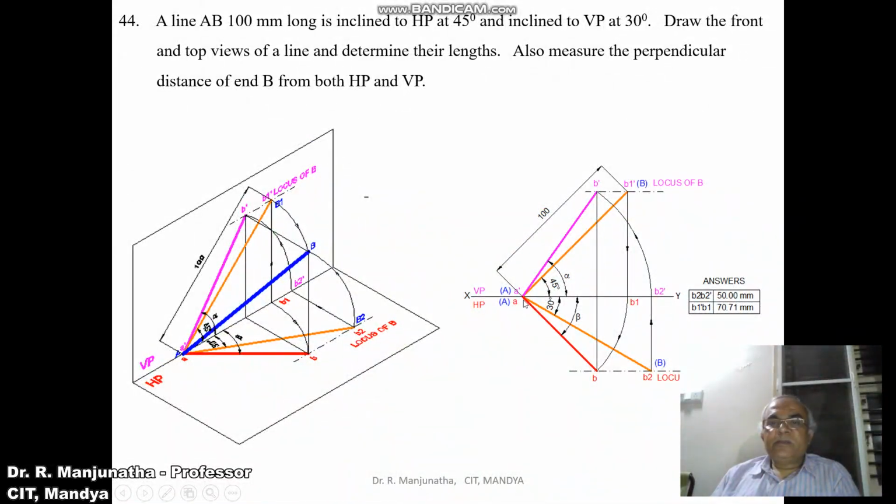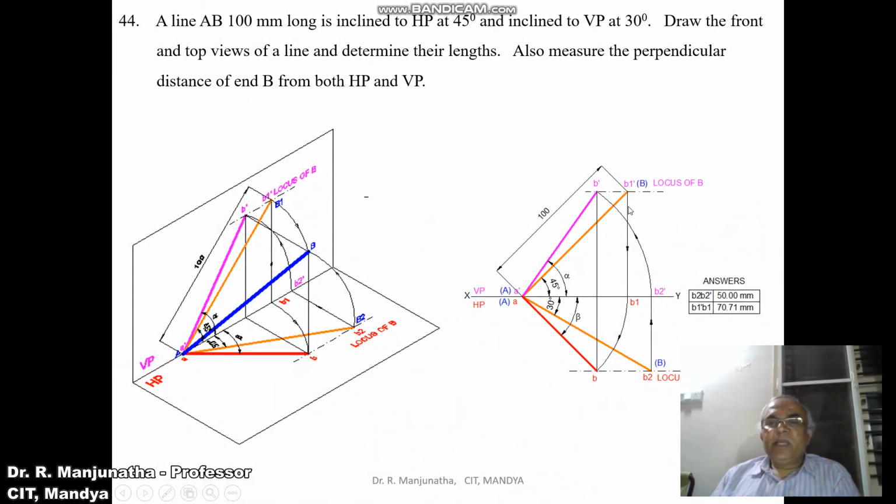But actually, due to the presence of the true length in the front view, which is 100 mm inclined at an angle of 45 degrees, we are going to have the locus of B here with A dash as center. By taking the radius A dash B2 dash, using the compass, draw an arc such that it cuts the locus of B in the front view, and mark this point as B dash. Join A dash B dash with a dark line and mark the apparent inclination as alpha, and show the dimensions of 45 degrees, 30 degrees and the true length in one line.